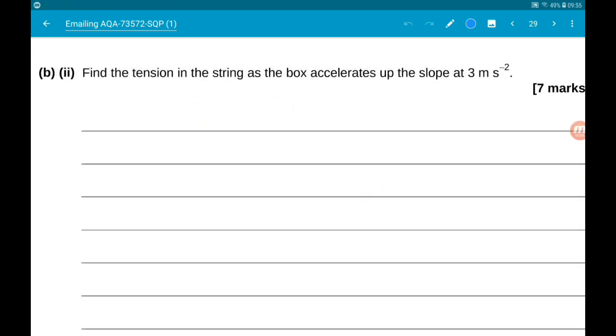Okay, then part 2 wants us to find the tension in the string as the box accelerates up the slope at 3 meters per second squared. 7 marks. Good times. Okay.